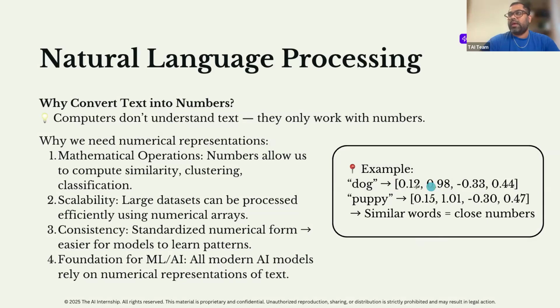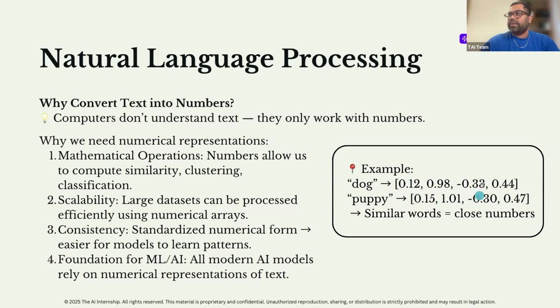So this is a vector, a vector of size 4. And you can also convert puppy, which is another word, and you can see each position is quite similar. For example, the 0th index is quite similar: 0.12, 0.15.